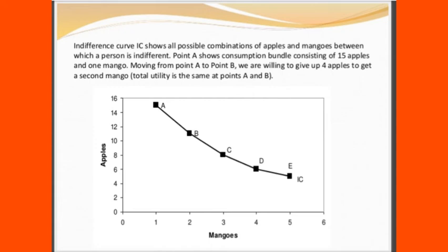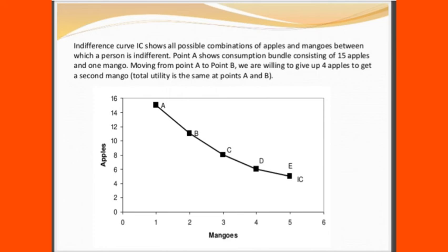So here the indifference curve shows the different combinations of the commodities which give equal satisfaction to the consumers. So that is the indifference. Here we can see, as per the schedule, it is drawn here. Here it is 15 apples and here we can see 1 unit of mango.